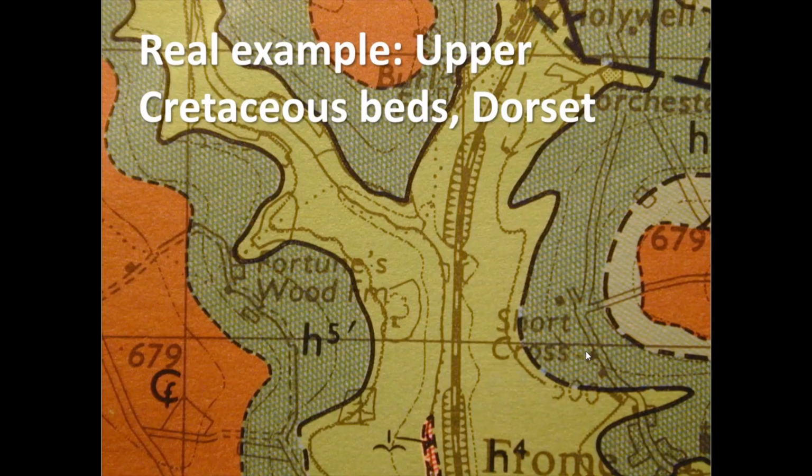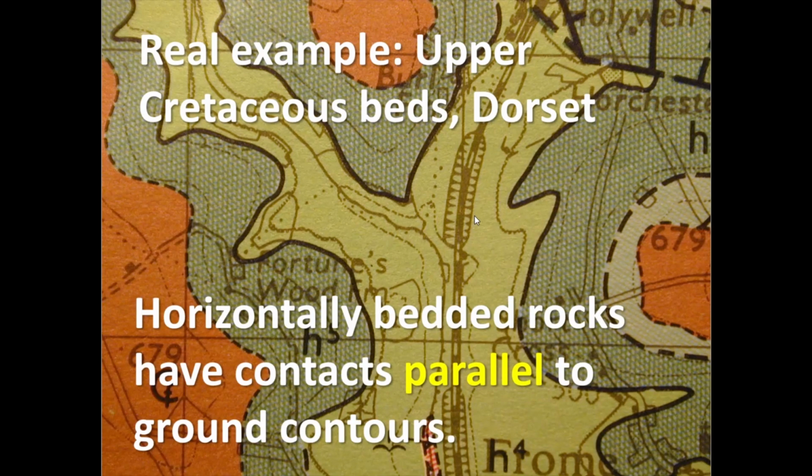But before we go, I just wanted to show an example of some fantastically horizontally bedded rocks deposited during the Cretaceous in Dorset. And if you can make out the very faint ground contour lines, and then there's this one, I guess this is the 500 feet, and you can see that parallel to those ground contours are your stratigraphic contacts. Okay, so this sort of relationship that we've looked at with a simple example is real, and that's how you recognize it on a geological map.